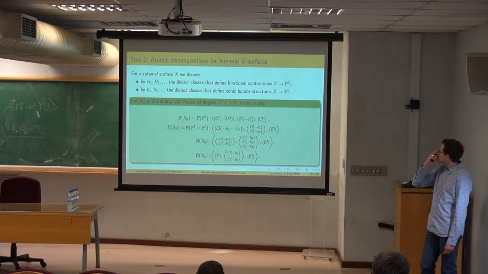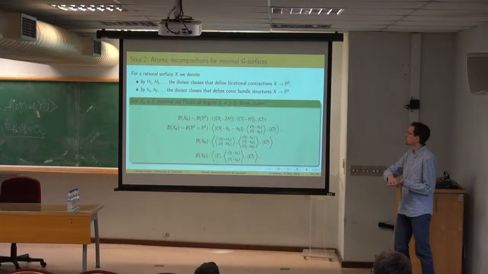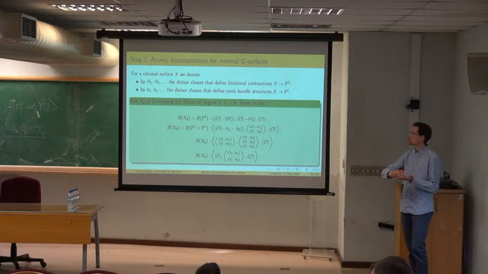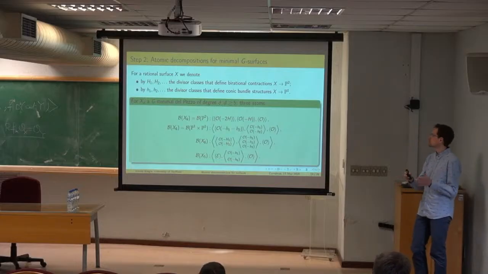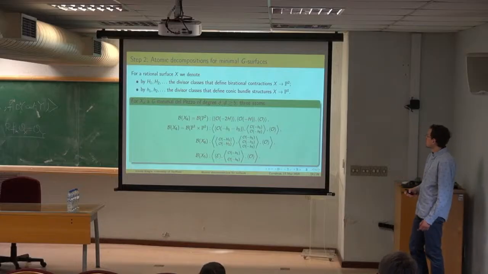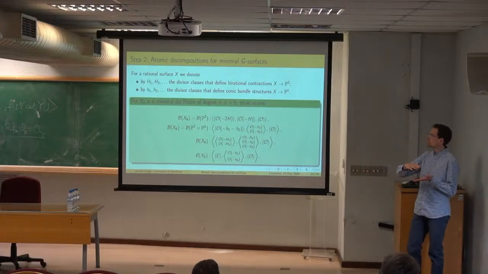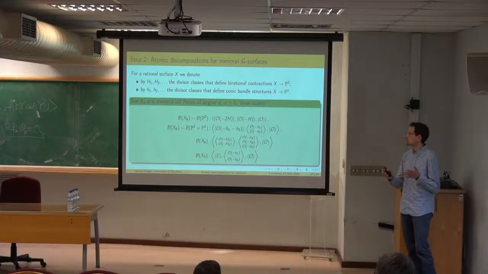So here I need some notation. For a rational surface, we can consider birational contractions to P2, and we denote the divisor classes that define these contractions by letters H capital. There are finitely many such contractions. And also there are conic bundle structures that are given by some divisors, and we denote these divisor classes by H small. There are finitely many of such.